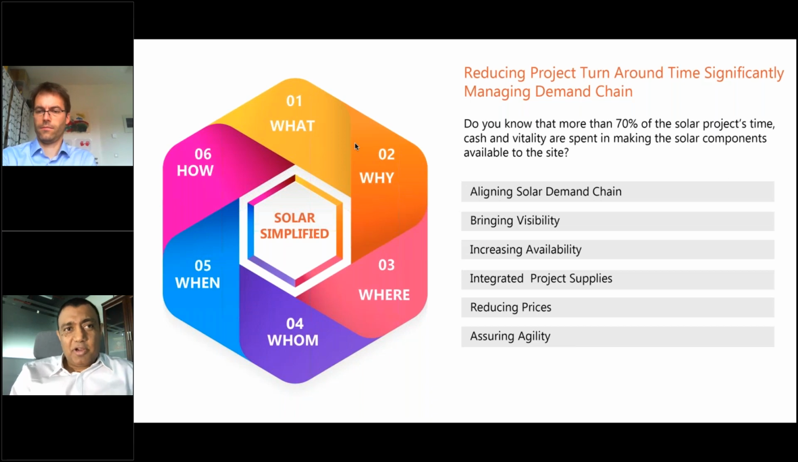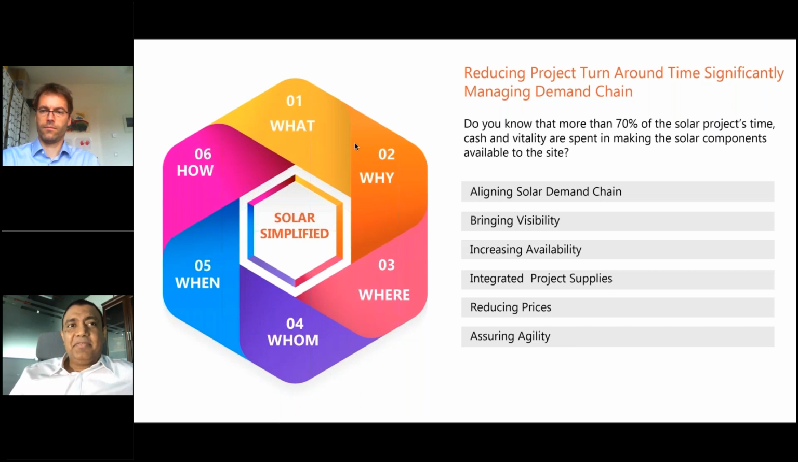It is basically a process or methodology, and we are now in the process of automating it fully so that the benefit reaches the maximum number of people. Why has this come into existence, and why did we feel the need for something like this to be made available to the EPC companies or installers? Because 70% of your time, energy, and money is actually spent in making the materials available to the site.